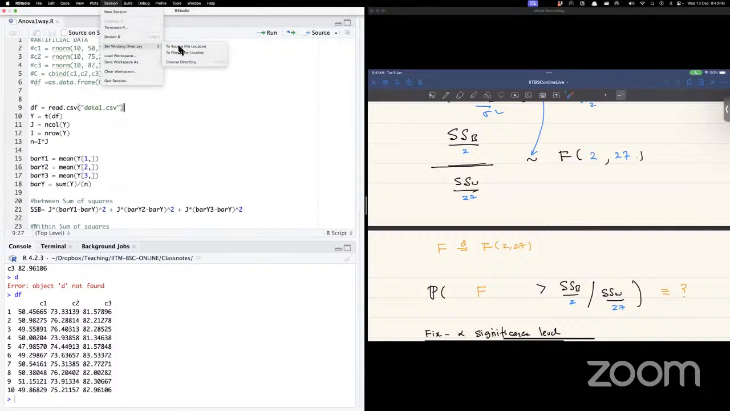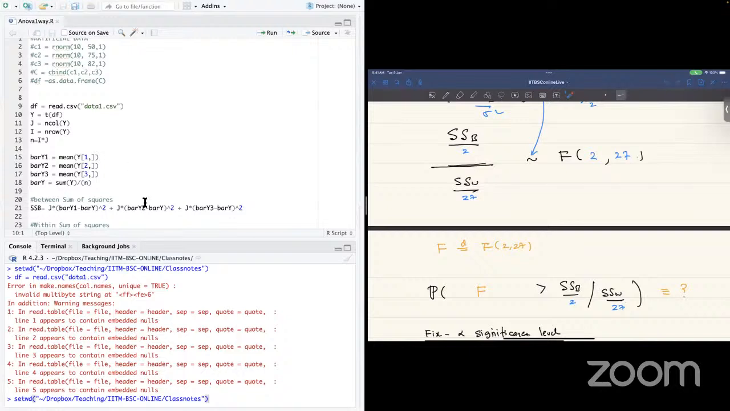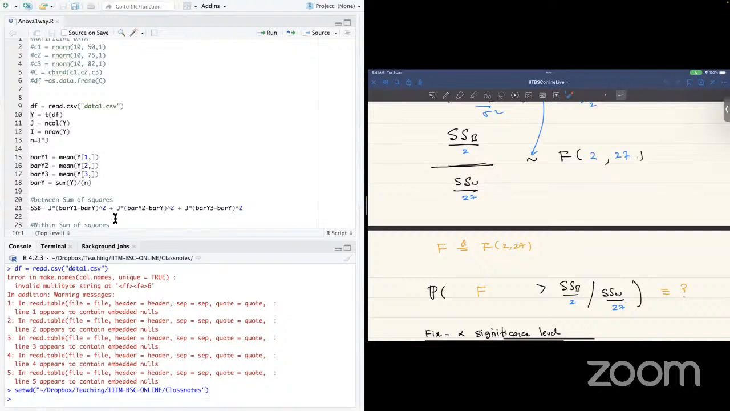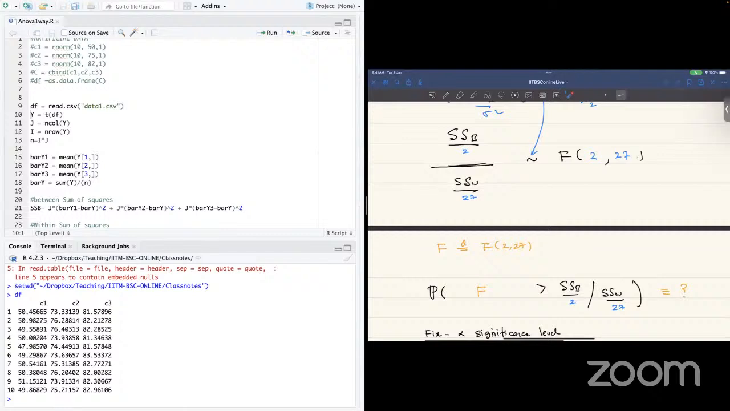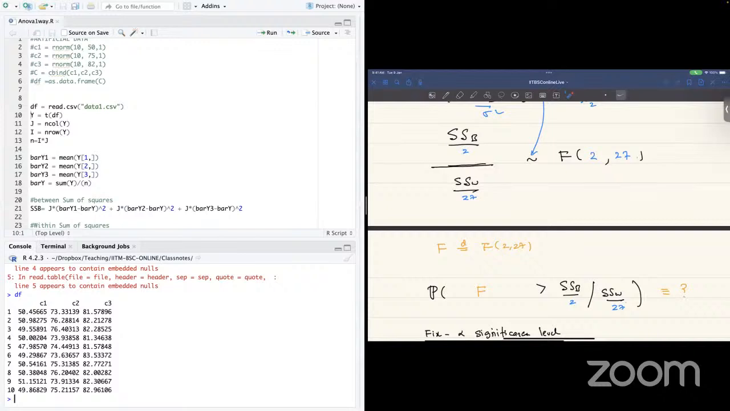Session, set working directory, by location. Very good. Now let me do my DF. Somehow my data is different, is it? Why is it different? Did I make a mistake here? Interesting. Why is mine like this? The old ones are still coming. I'm not sure why.